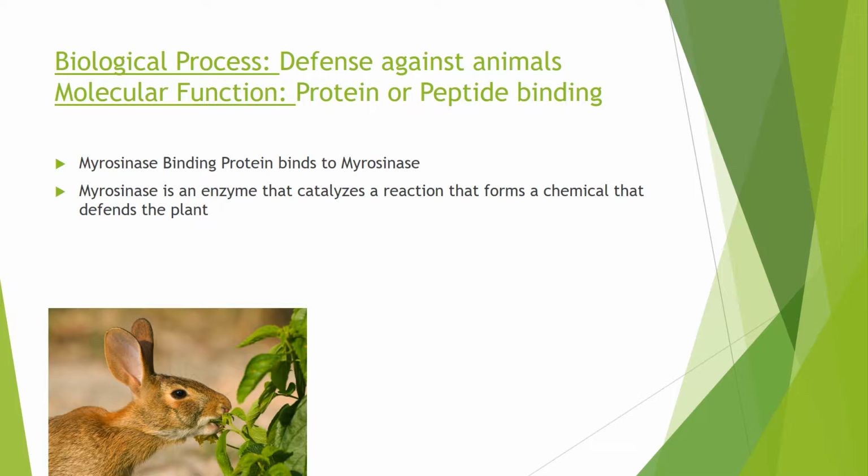Myrosinase is the enzyme that catalyzes a reaction that excretes a chemical that acts as a repellent or a defense mechanism against any herbivore or insect that's trying to eat the plant.